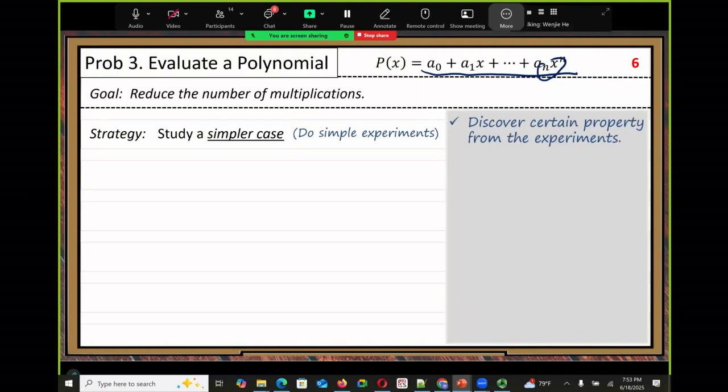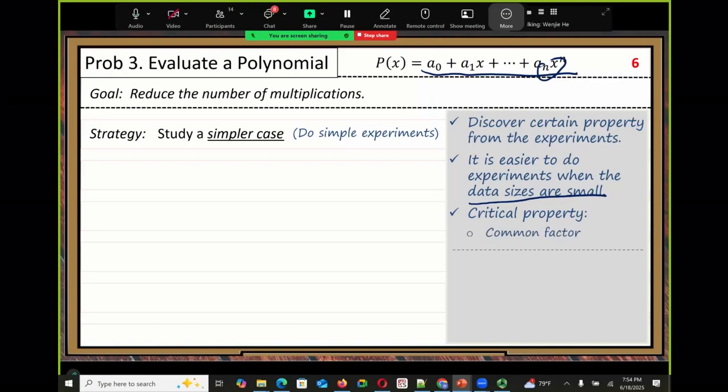So we discover certain properties from experiments. When the data size is small, it is much easier to manipulate the data.